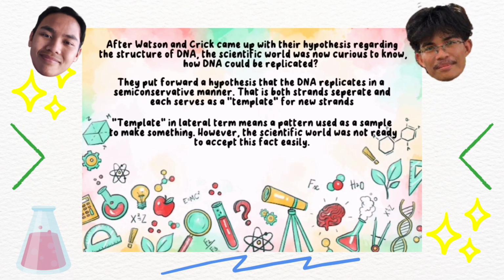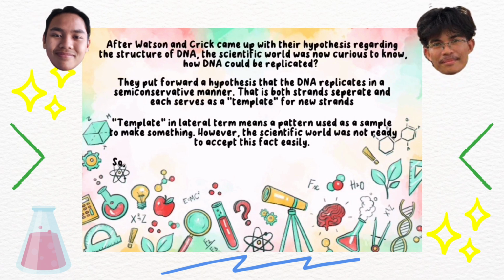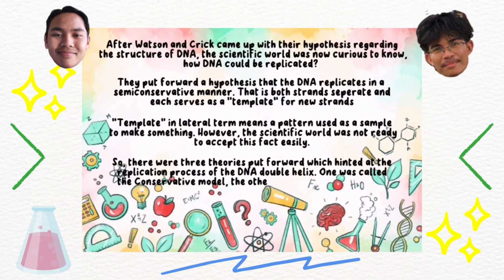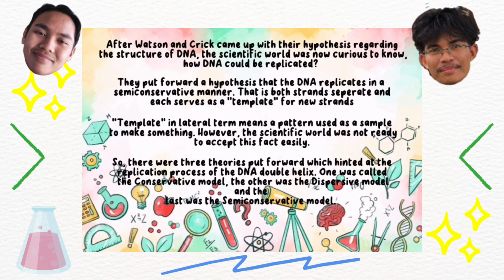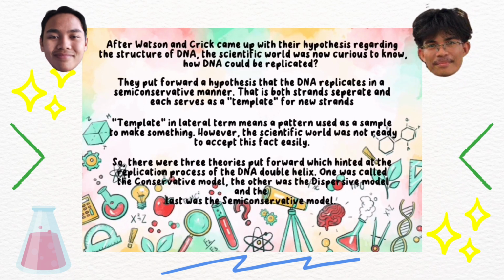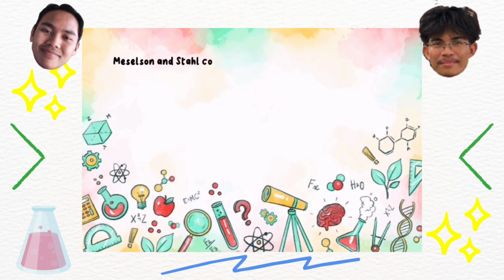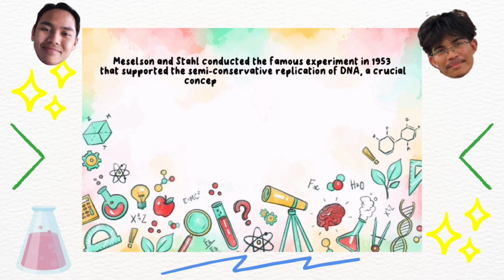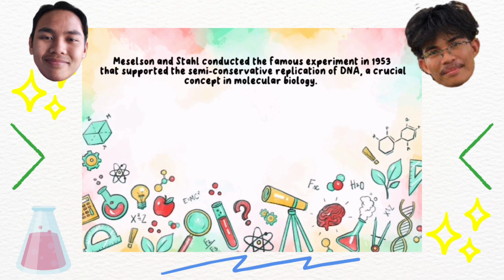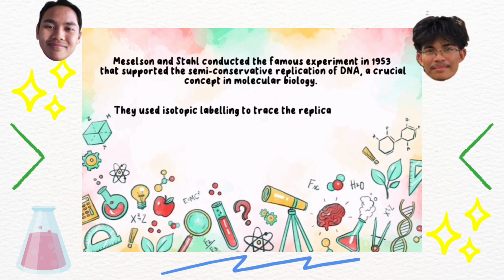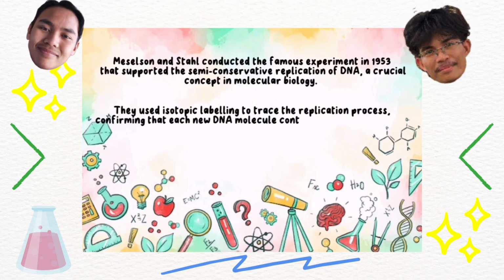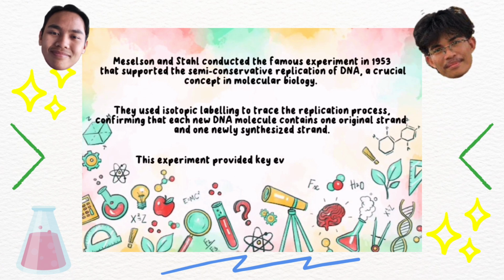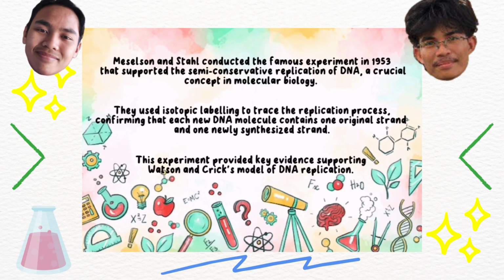However, the scientific world was not ready to accept this fact easily, so there were three theories put forward which hinted at the replication process of the DNA double helix. One was called the conservative model, the other was the dispersive model, and the last was the semi-conservative model. Meselson and Stahl conducted the famous experiment in 1958 that supported the semi-conservative replication of DNA, a crucial concept in molecular biology. They used isotopic labeling to trace the replication process, confirming that each new DNA molecule contains one original strand and one newly synthesized strand. This experiment provided key evidence supporting Watson and Crick's model of DNA replication.